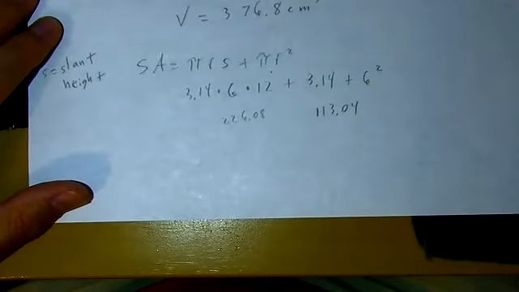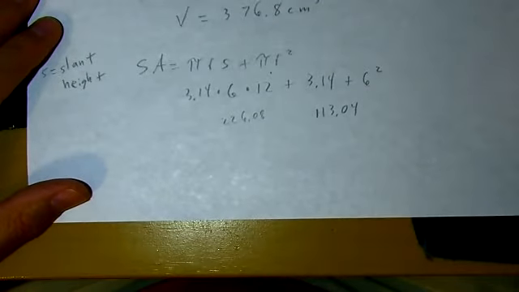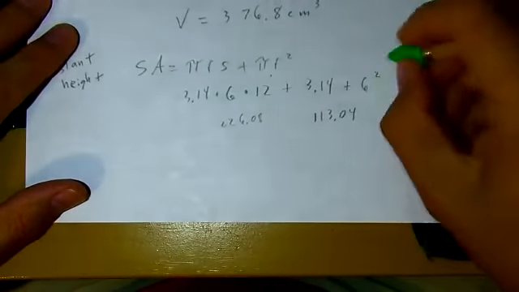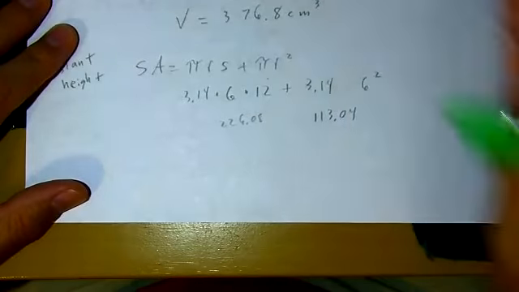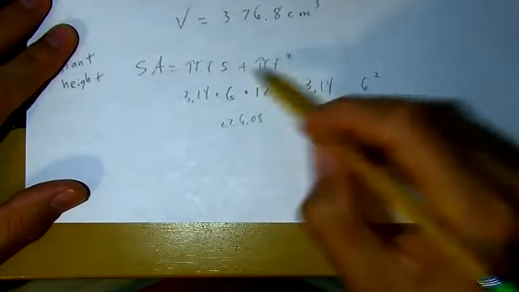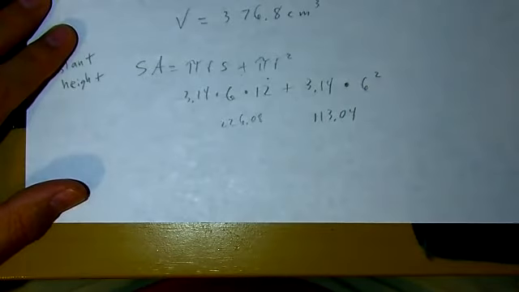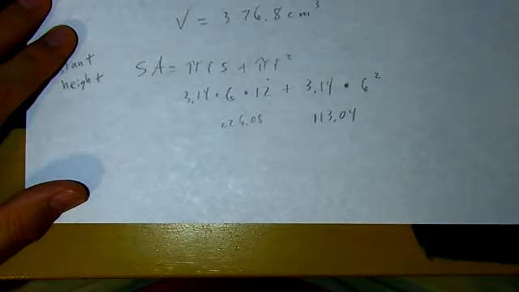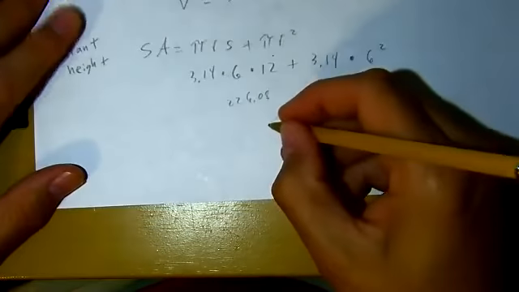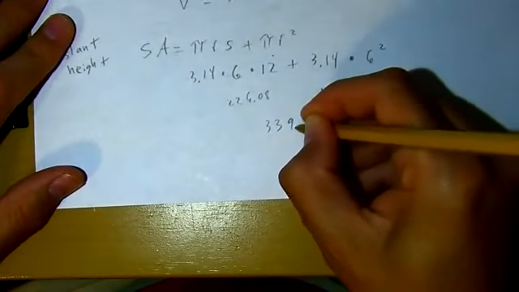I wrote a plus right here on accident. That is not a plus because it's right here. When there are letters next to pi, it's multiplied. My fault. So I figured it out when I was punching in the calculator. So now add those together. And you'll get 339.12.